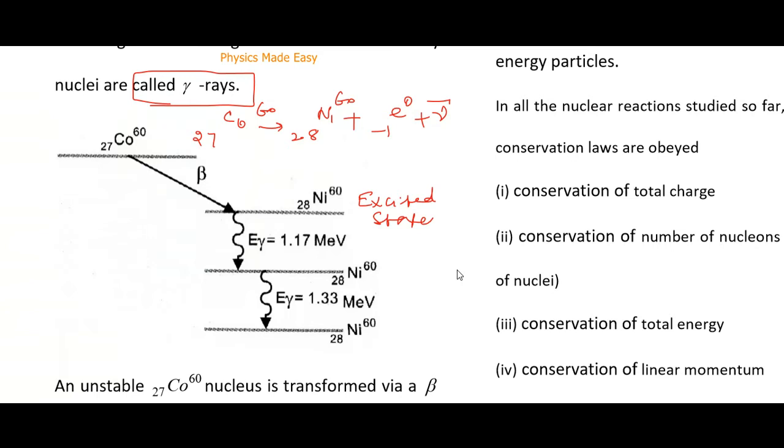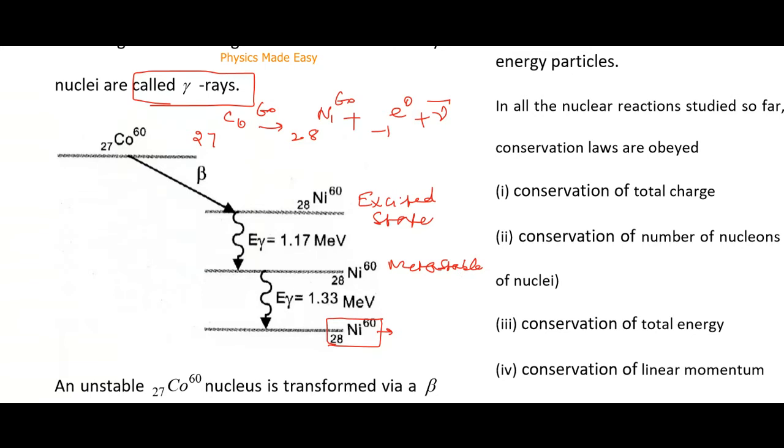The energetically possible emission for this is E gamma equal to 1.17 MeV. First, it emits a 1.17 MeV photon. It de-excites to another metastable state, where it is still excited, and then it gets de-excited by emitting a photon of energy 1.33 MeV. In this way, it reaches the de-excited state, the ground state of the nickel nucleus.